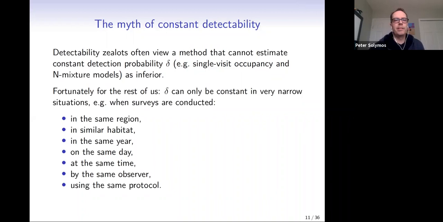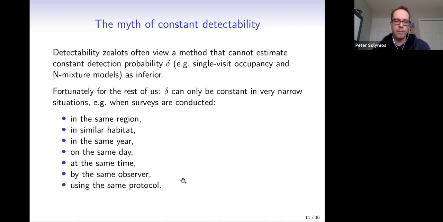And so these methods, because they can estimate a constant delta, are often seen as superior to those techniques where you cannot estimate this. And so this is just a little blurb on what that really means when delta is constant. It means you're in the same region, in a similar habitat, in the same year, on the same day, at the same time, by the same observer, using the same protocol. This is what leads to a constant delta. If this is all satisfied, then there is merit in making this a requirement for a method to work.